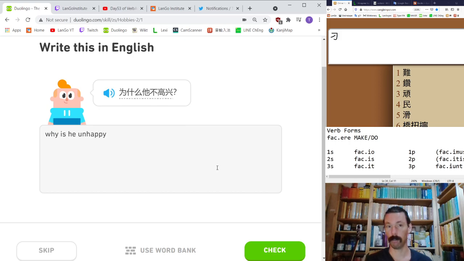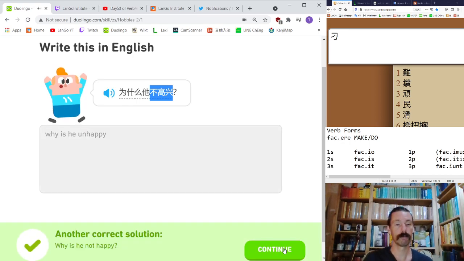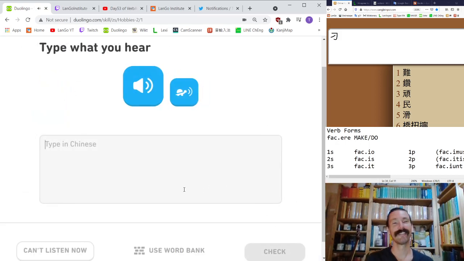Or we could say, not happy. Very same expression in Chinese. Whether you regard 高兴, I would say, is a single word. Is this a prefixed single word? Or is it a phrase? Who knows? Not me.